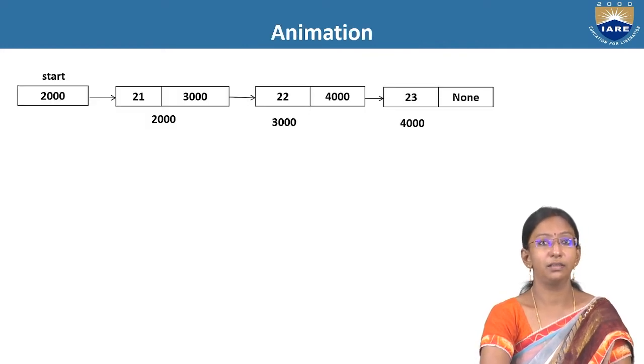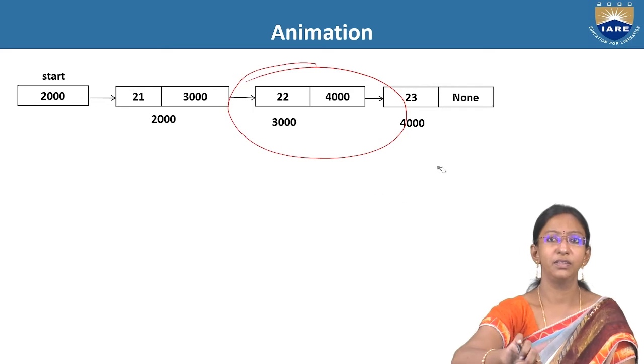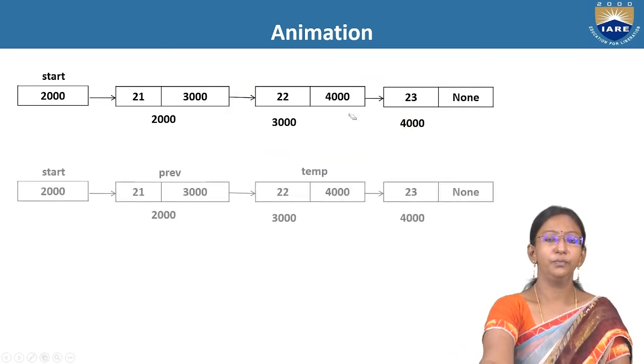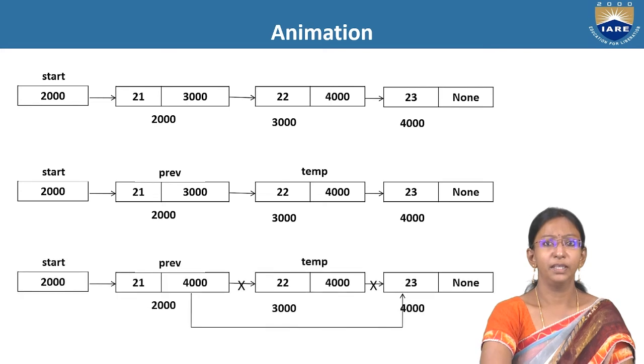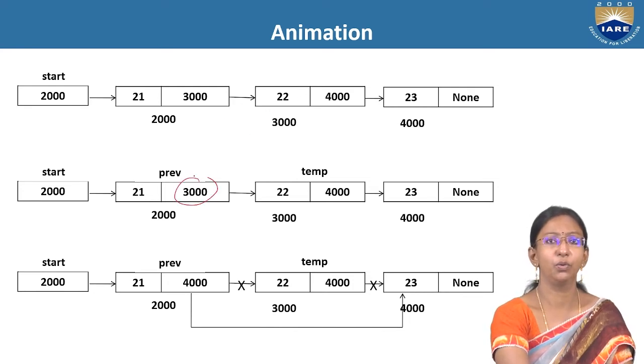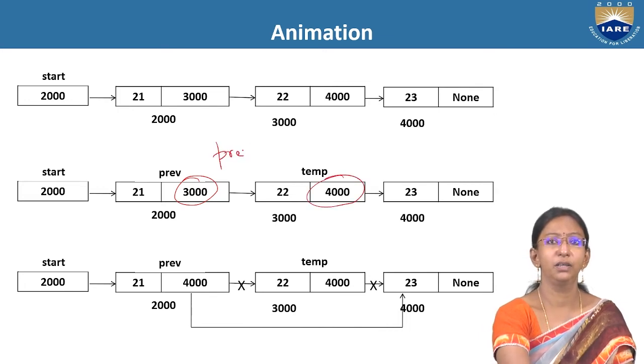So say there are 3 elements in my list and I just want to remove the element at position 2, which is 22. If this is the case, then I'll travel and make my temporary be the name given to the element which I want to delete. Then previous next, that is this part, the previous next 3000 will be overwritten by temporary next. Very simple statement. Previous next is filled with the temporary next.